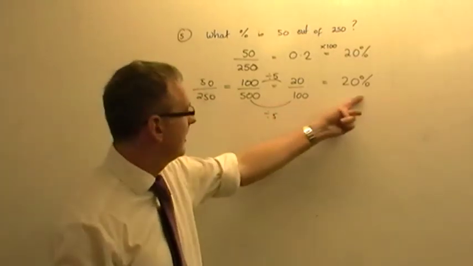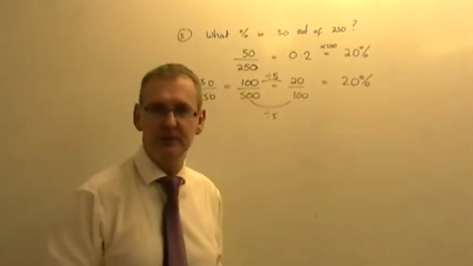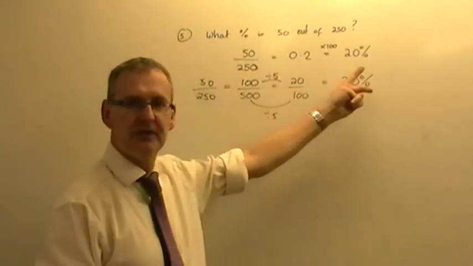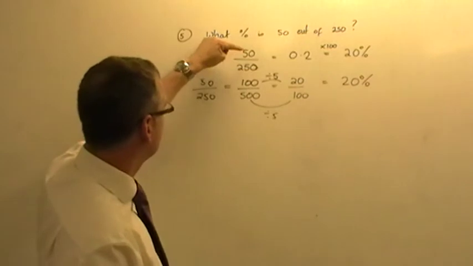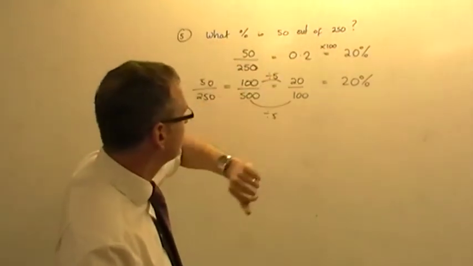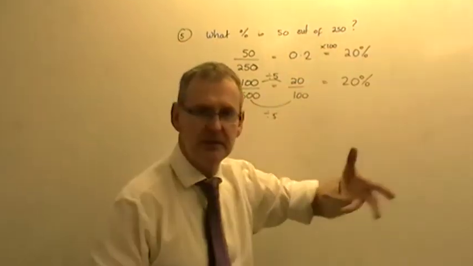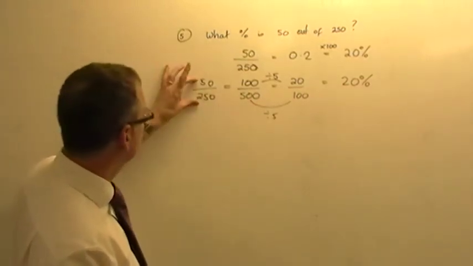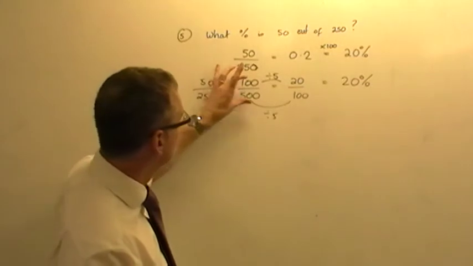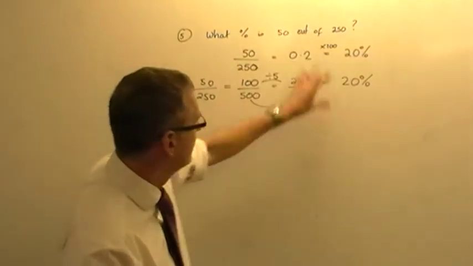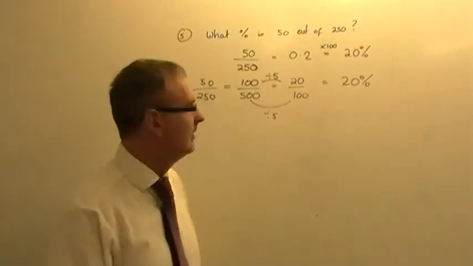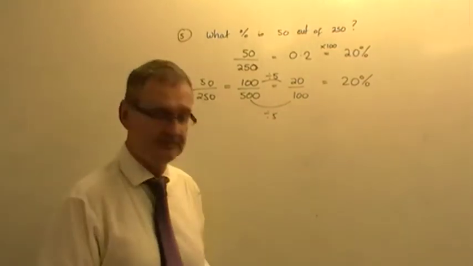This bottom line is really a method you would use on paper 1. For this here, this is a paper 2 method, calculator method. 50 share by 250, 0.2 times 100, 20%. This is paper 1 method. Change that 50 over 250 to 100 over 500, which is the same as 20 over 100, which is 20%. That is a paper 1 method. But the answer either way is 20%.